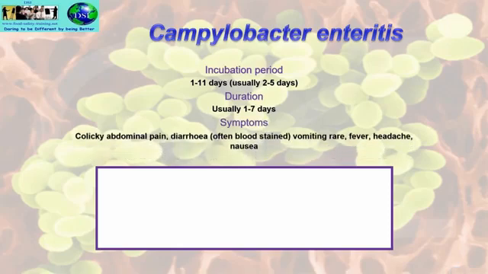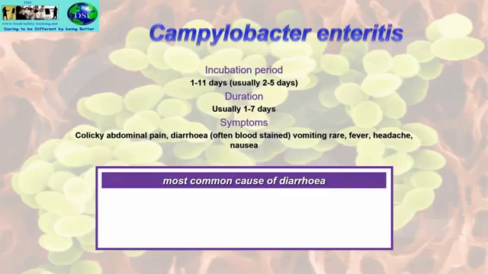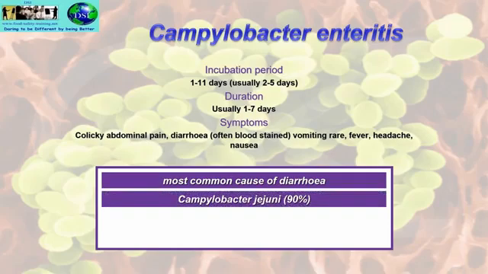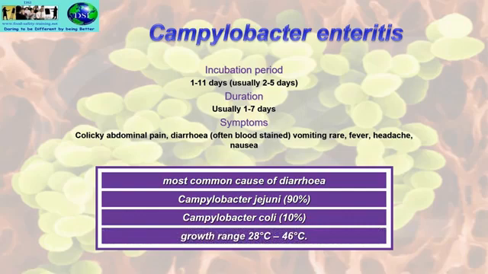Symptoms: colicky abdominal pain, diarrhea, often blood-stained. Vomiting is rare. You sometimes get fever, headaches and nausea. So again, it's mainly affecting the lower part of the body rather than the upper part. It's the most common cause of diarrhea in the UK, probably the world today. Campylobacter jejuni accounts for 90%, and Campylobacter coli accounts for 10%. And the growth range is 28 degrees C to 46 degrees C.